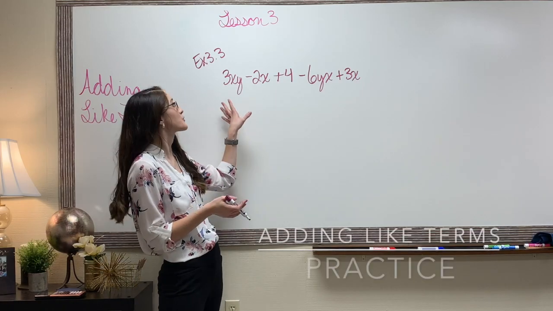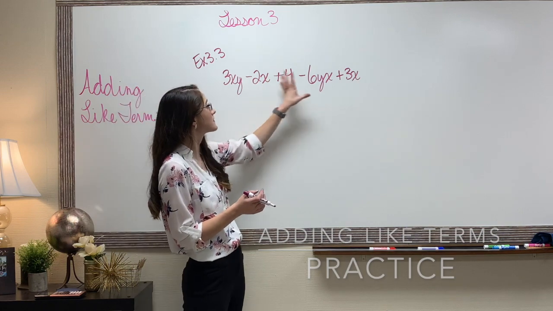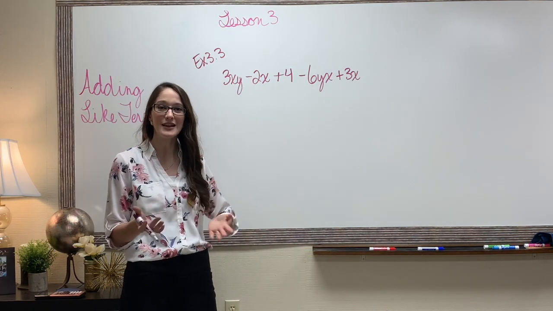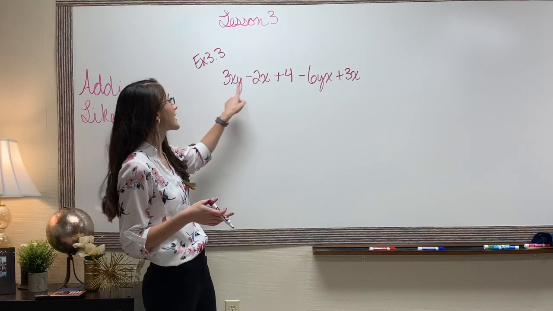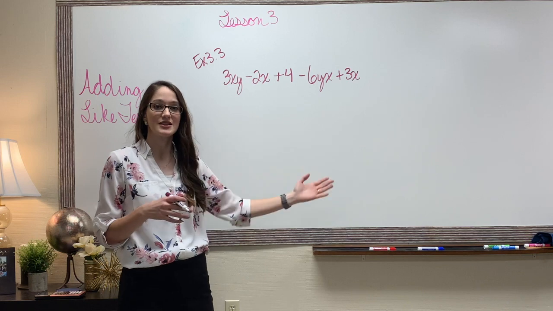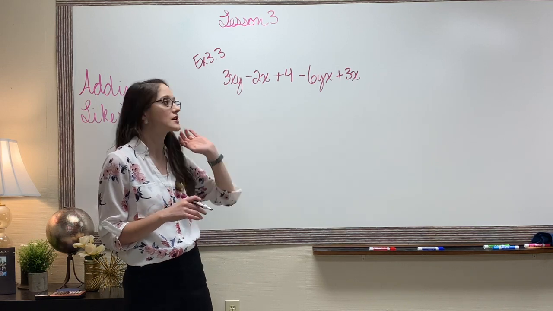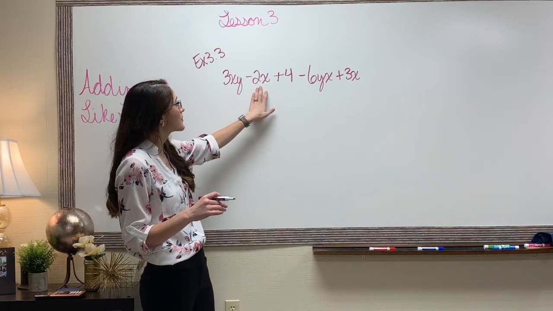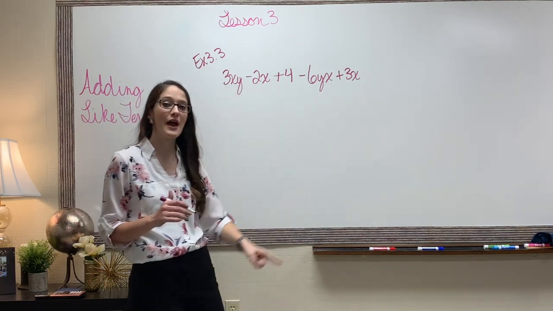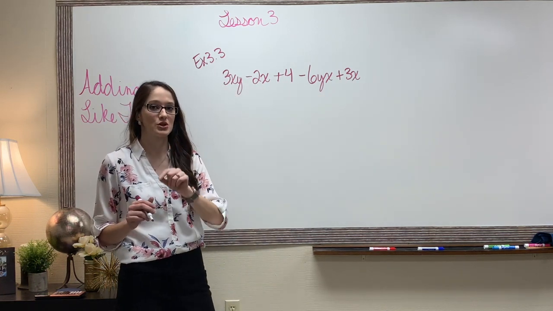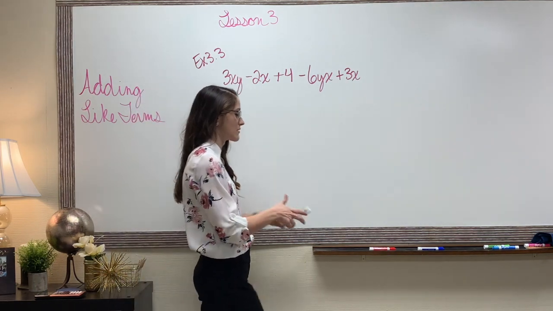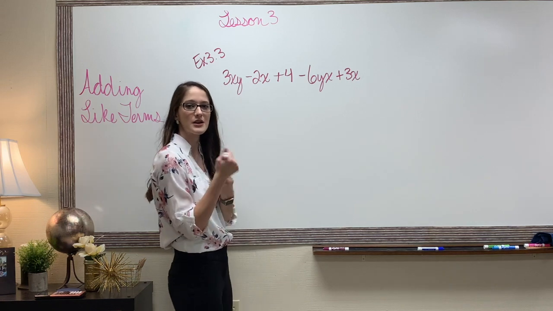Okay, so in this problem, we have 5 separate terms. And what we need to look for is, are any of them like terms? Because if they are, then we can add the coefficients, or the normal number, that is at the beginning of those terms. So right off the bat, we see that we have negative 2x and we have plus 3x. They both have an x to the first power, and that's all that they have. So those are like terms, and I'm going to mark them just so you can get a visual.